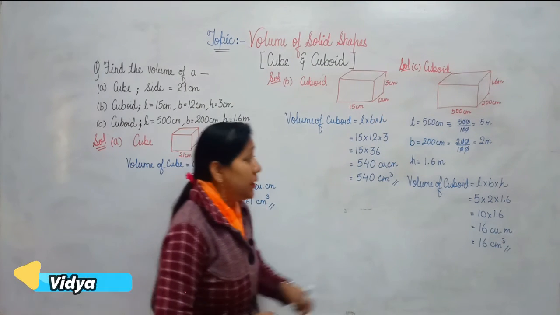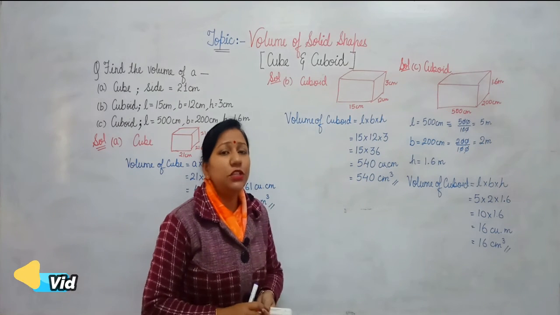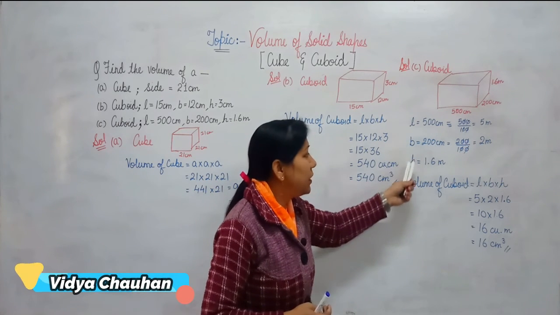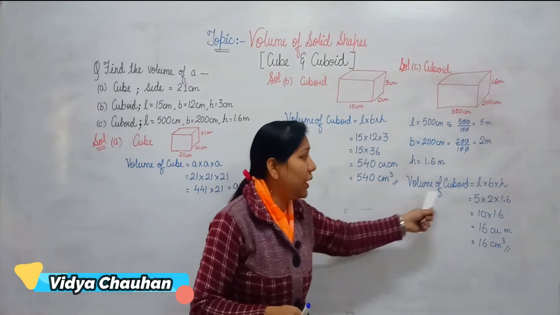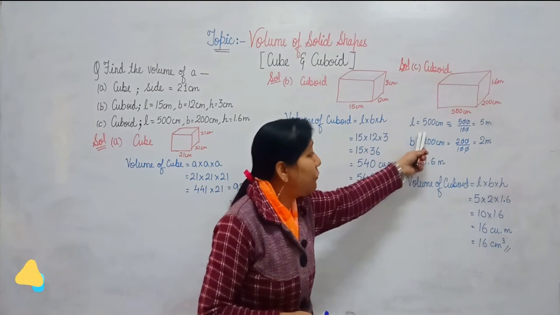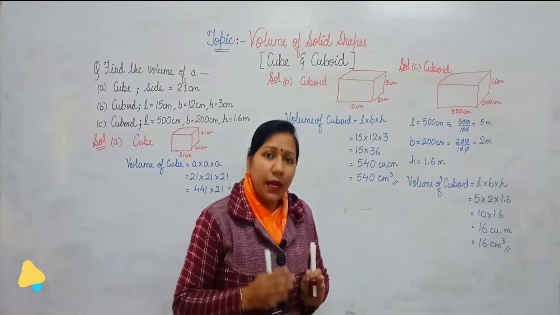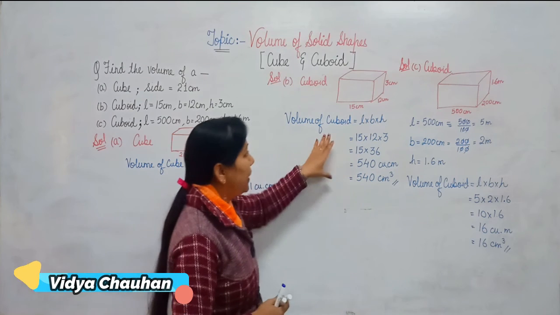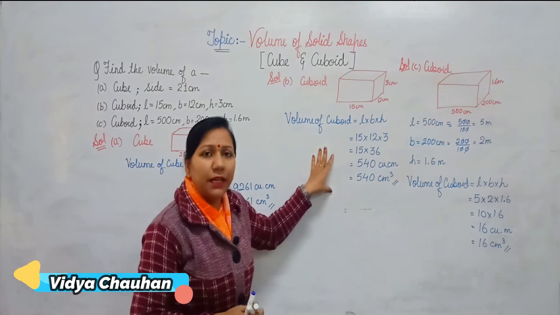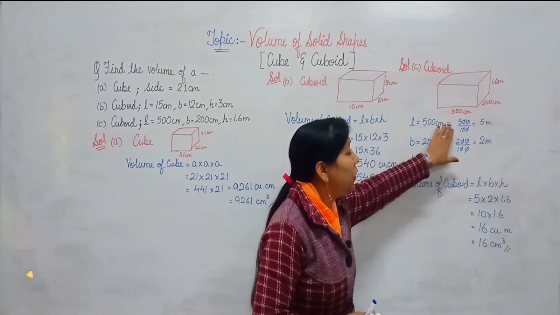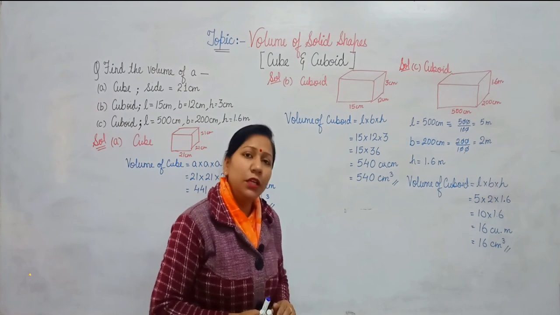So this is your third solution in which we have done the conversion. There are many other questions in which all the three dimensions can be in three different units. So very first, before applying the formula and before doing the calculation, you have to make all the dimensions into the same unit. That is a very important step. If in some of the questions all the dimensions are in same units, then you can directly apply the formula. If it is not, then you have to very first do the conversion and then you have to apply the formula for volume of the cuboid.